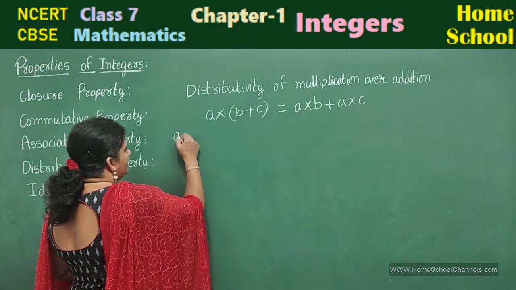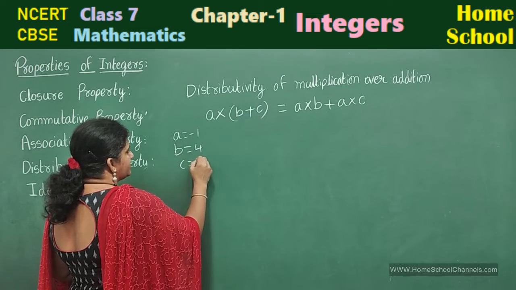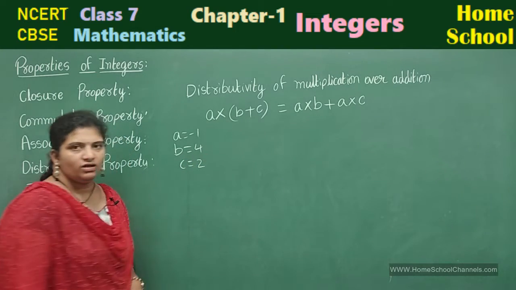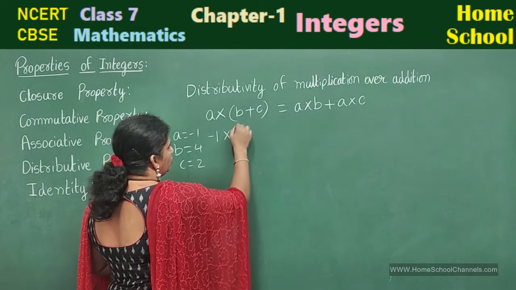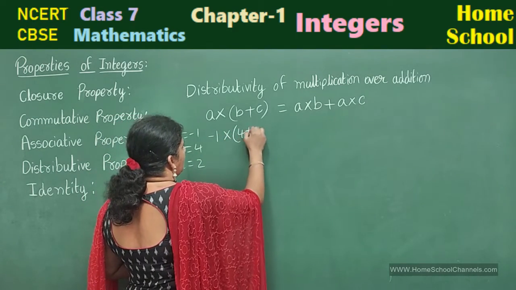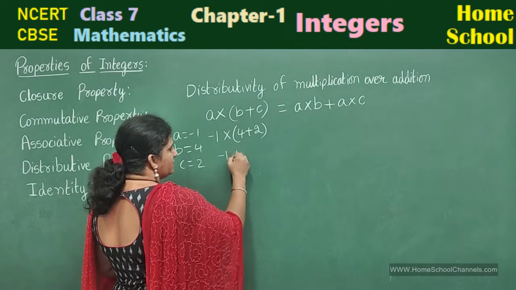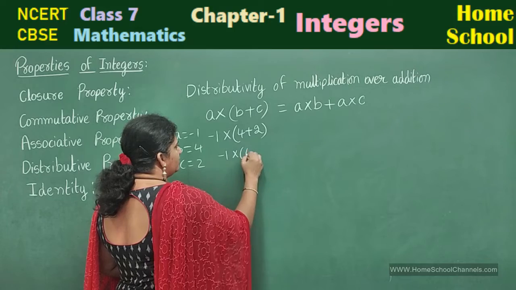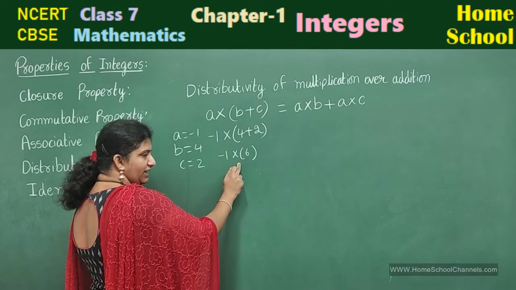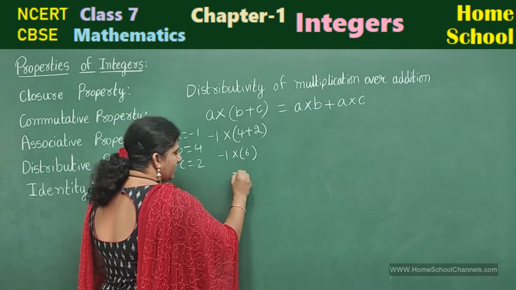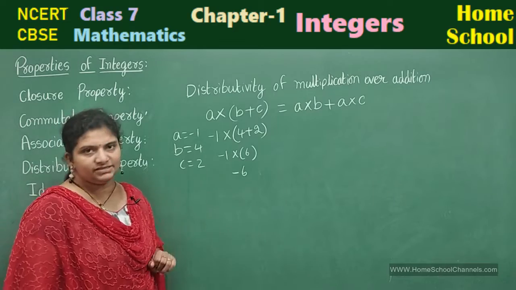Let me take A is equal to -1, B is equal to 4, C is equal to 2. Okay? Now, substitute -1 into B value is 4 plus 2. What does it become? -1 into 4 plus 2, 6. Minus into plus. You are multiplying, right? Minus into plus, -1 into 6. That is -6 you got.